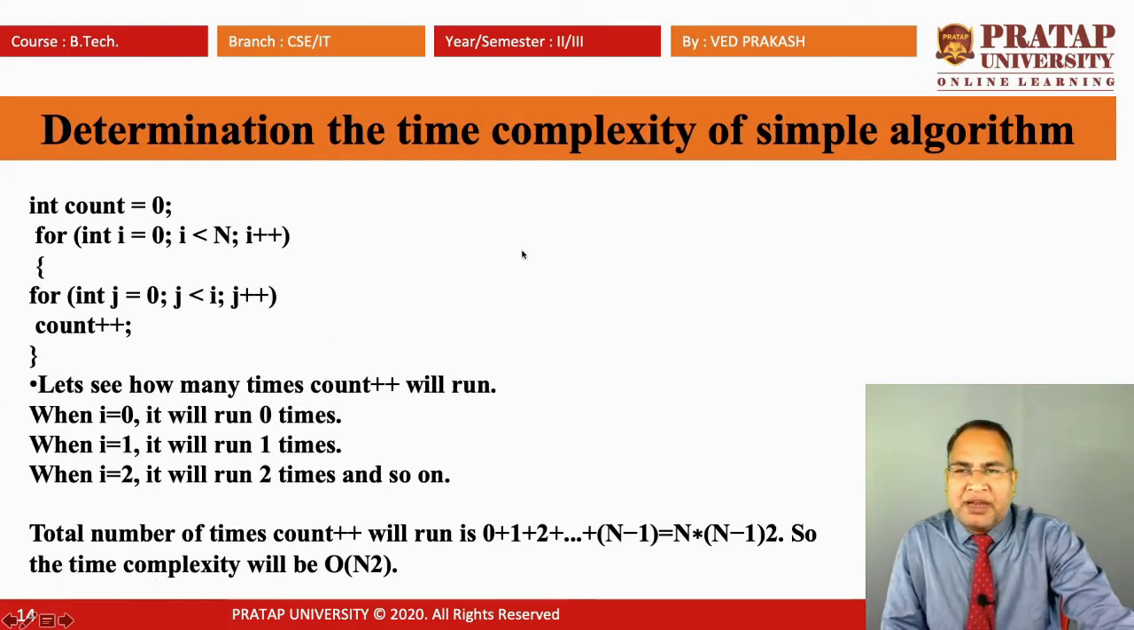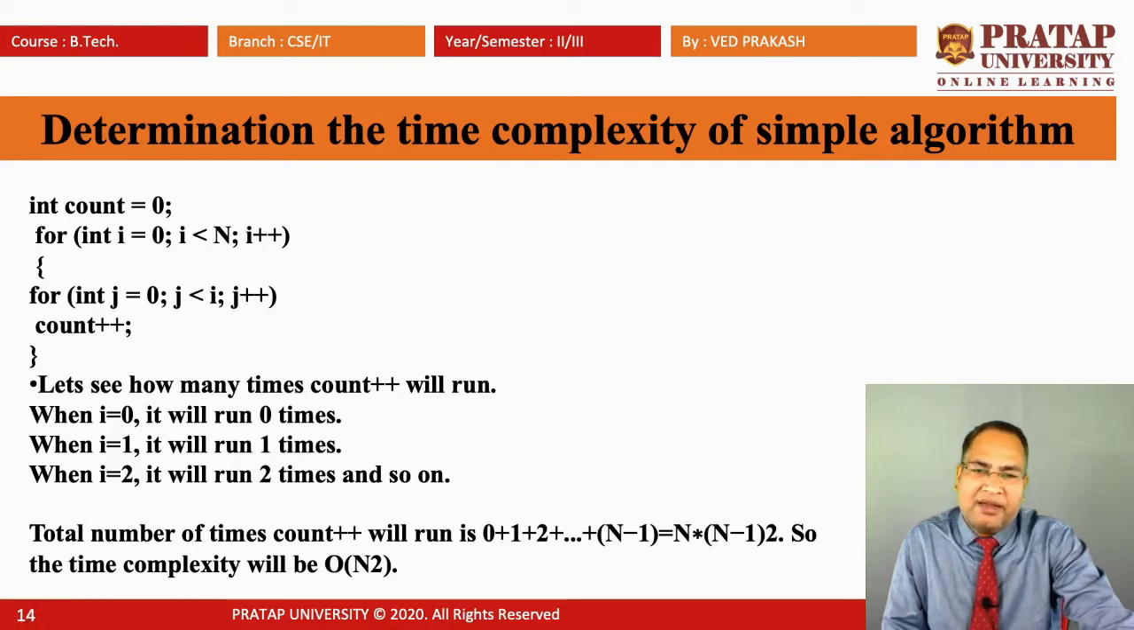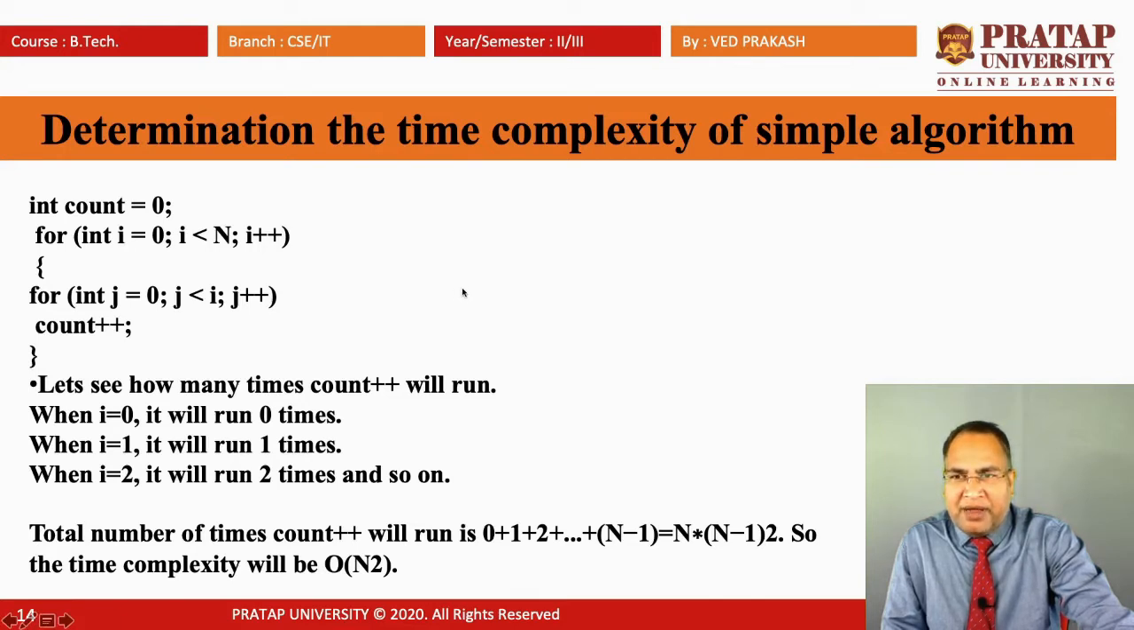Now, the next point is determining the time complexity of a simple algorithm. Basically, these notations are used to provide the performance of an algorithm. Any algorithm's performance is determined by the time complexity and space complexity. So, we will consider here the time complexity of the simplest algorithm.